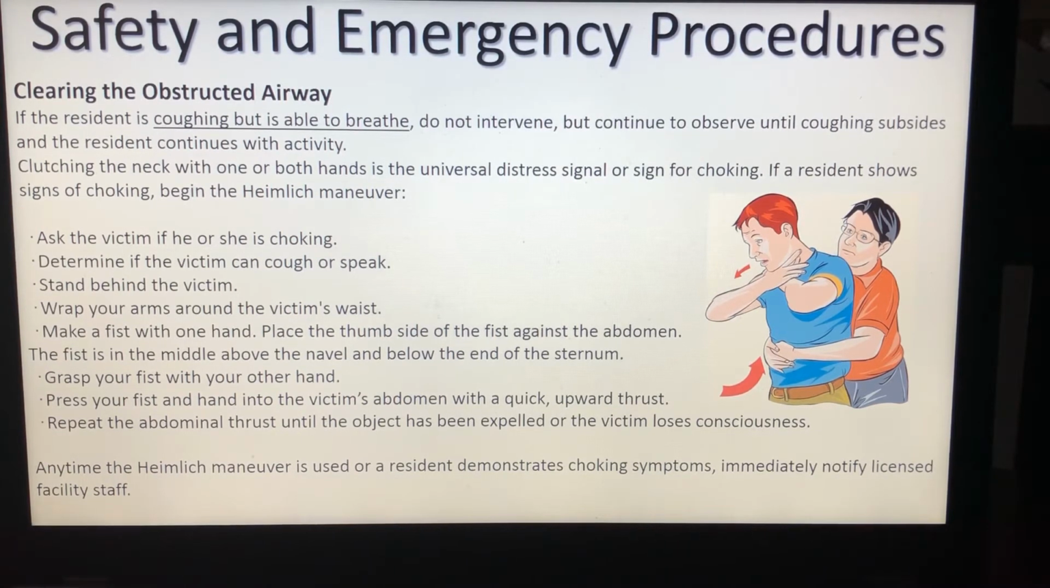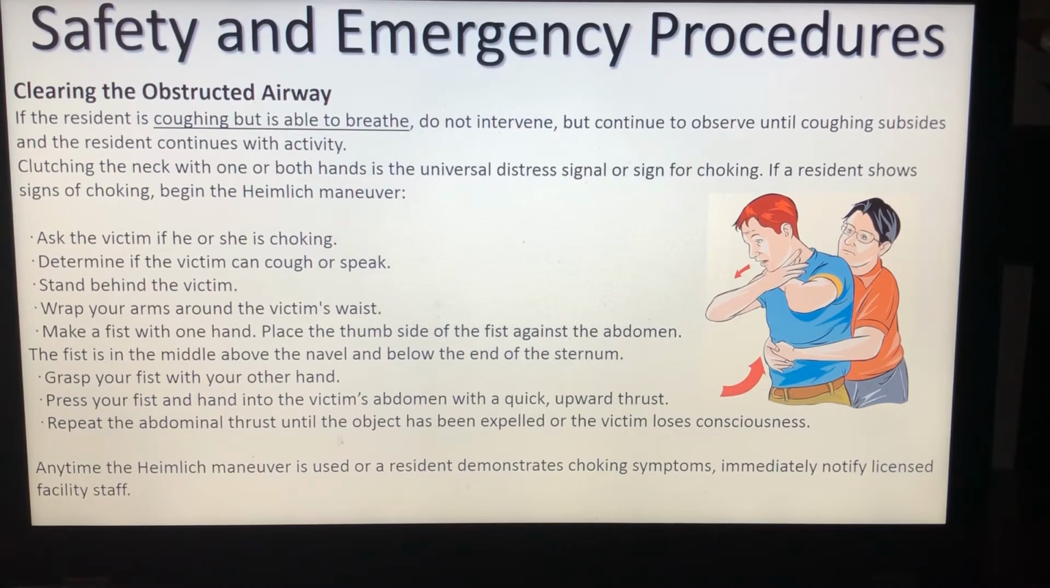You grasp your fist with your other hand, press your fist and hand into the victim's abdomen with a quick upward thrust. So you're going to have your fist, this is covering it, the thumb is right here, and we're going to push up, up, up, over and over again until we get this person's airway cleared.